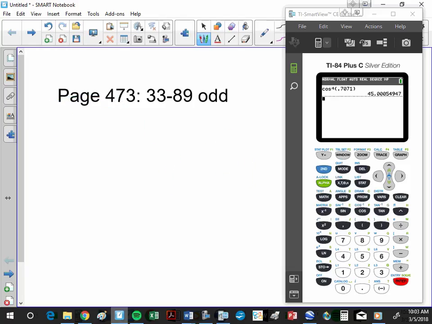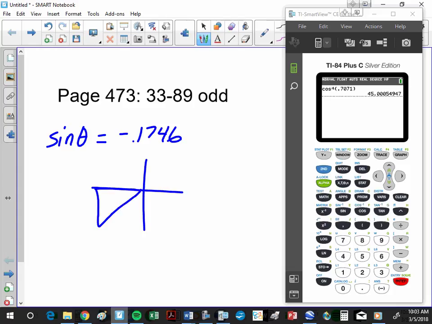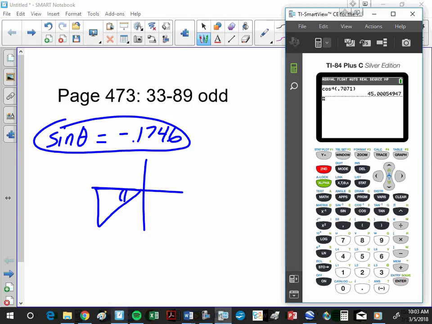Number 80. The sine of theta is equal to negative 0.1746, and we are in quadrant 3. Well, if I invert this, it will tell me this angle right here. So I take the sine inverse of negative 0.1746. Wait a minute. That doesn't do us any good.